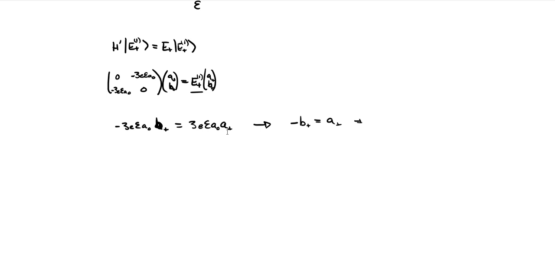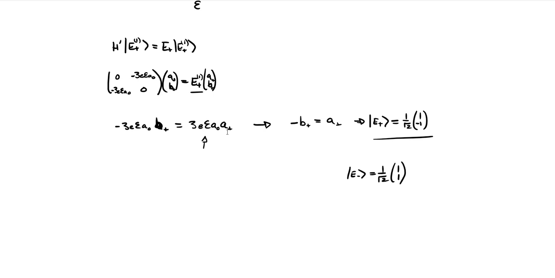So the first order perturbed state for that E plus, for that state that goes up, is going to be written as 1/√2, 1, minus 1. That is going to be that normalized state. We do the same thing for E minus, and the only thing that's going to change is this is going to become negative. We're going to get the E minus state is equal to 1/√2, 1, 1.